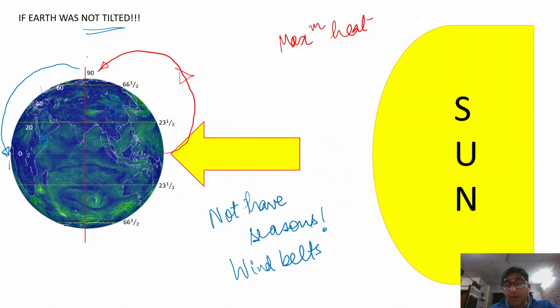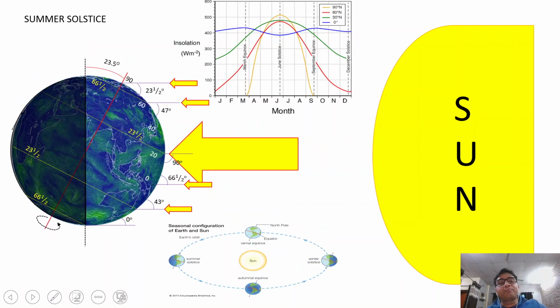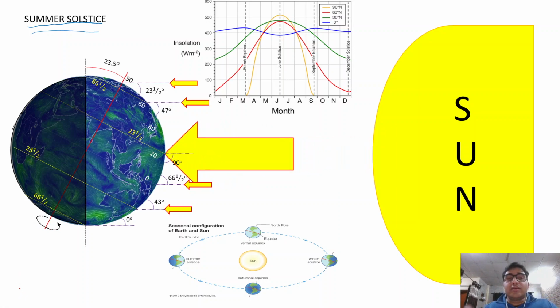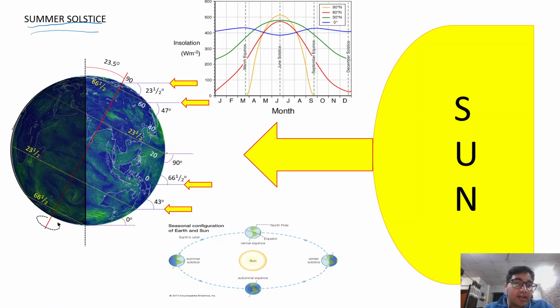But we all know that the earth is tilted, and since the earth is tilted, we can see here that during the summer solstice, as I had explained previously, the solar rays hit this 23.5-degree latitude at an angle of 90 degrees. And from this latitude, if we go towards the poles, we can see that the rays become slanting, and their angle decreases from 90, then 47, then 23.5, and then over here. And if we go southward to the equator, the solar insolation is not perpendicular; rather it is at an angle of 66.5 degrees.